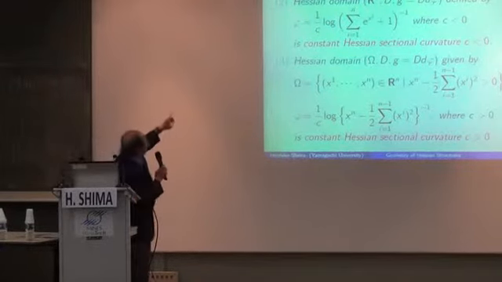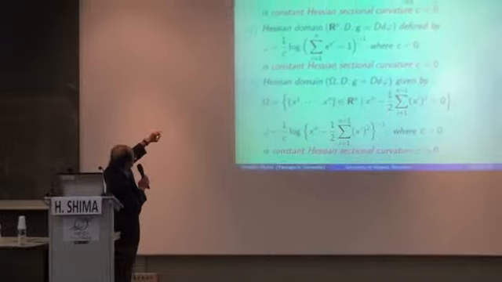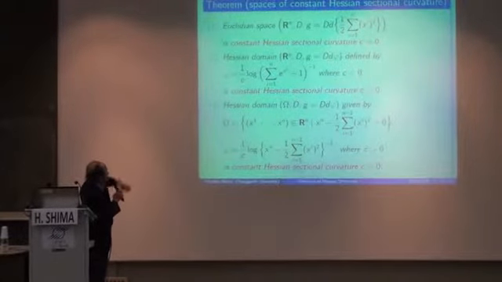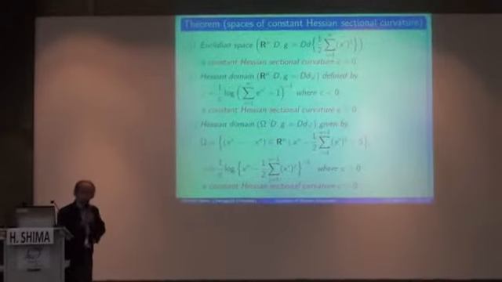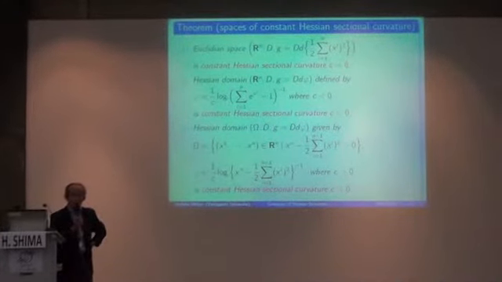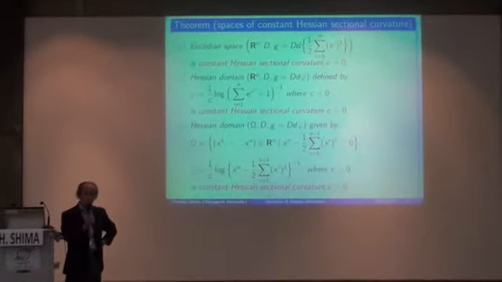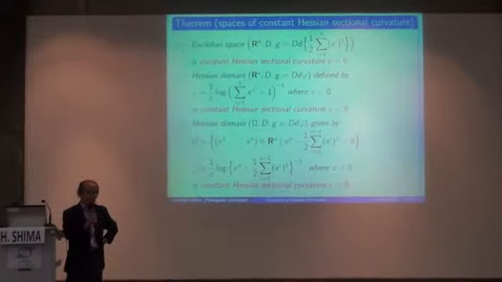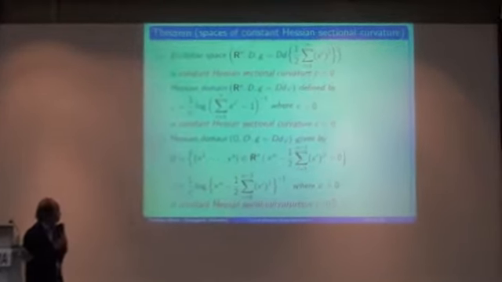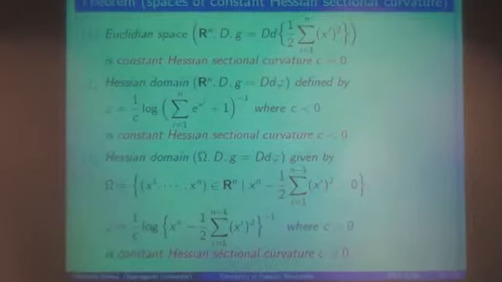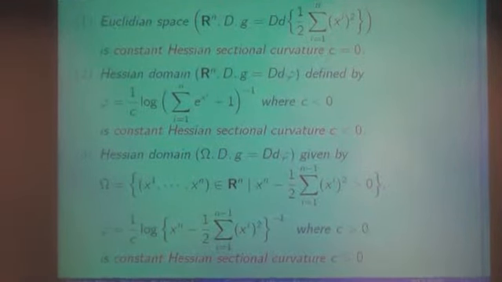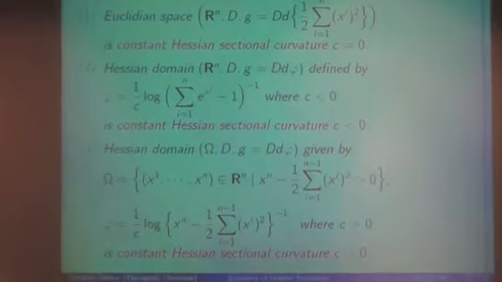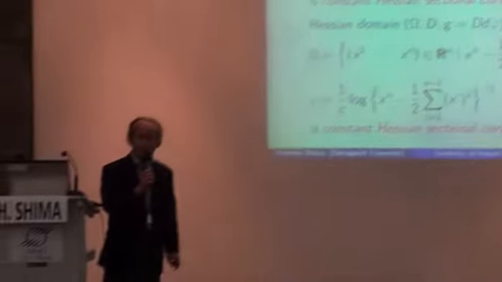And in case 2, the Hessian domain is obtained from the multinomial distribution. It would be difficult for me to find this case if I had no knowledge of information geometry.